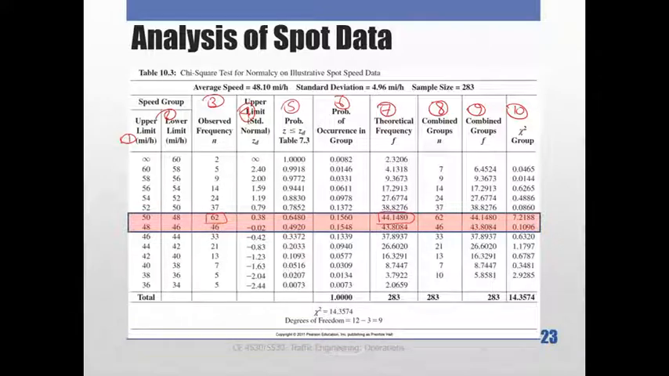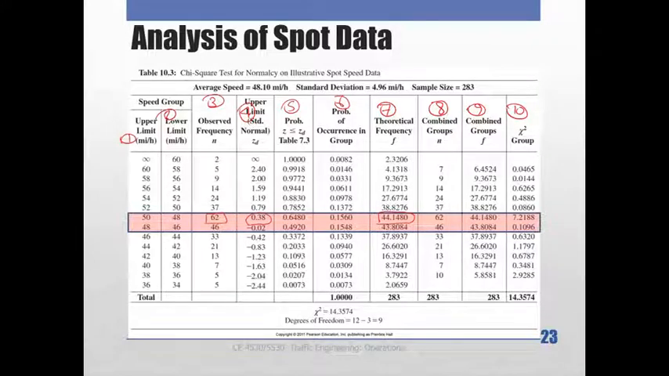So now we need to calculate the theoretical frequency. This is what should be if it's really normally distributed. And we need to compare this to the actual observed frequency. So what we're going to do, we're going to start with getting the upper limit standard normal, z. Anyone remember where can we get these z values?